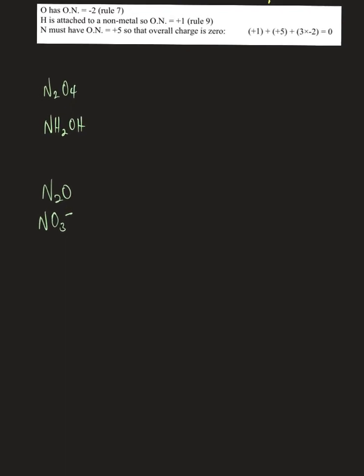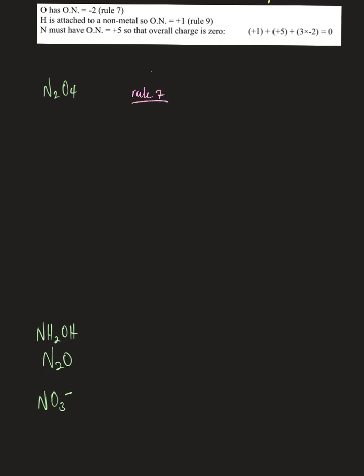We've got N2O4. Just going to pan these out of the way so that it's not a bother for me. If I'm looking at N2O4, again, I need to follow the rules. I know that according to rule 7, in terms of the oxygen, so I've got oxygen and I've got nitrogen, my oxidation number is -2 for oxygen, unless it's a peroxide. So I've got -2 here.